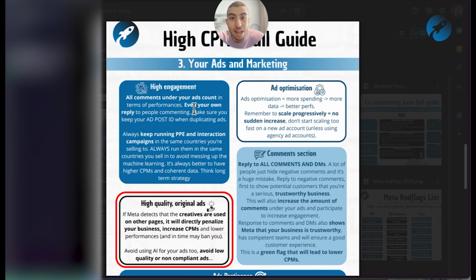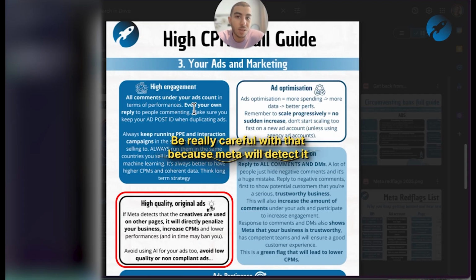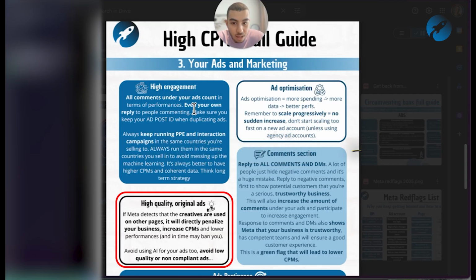Then we have the ads itself, the quality of the ads. If Meta detects that the creatives are used on other pages, so guys, maybe some of you are getting inspiration from people selling in other markets, similar products or big brands, be really careful with that, because Meta will detect it, and then this will increase your CPM, and eventually you can also get banned for DMCA. So you want to be very careful with this.